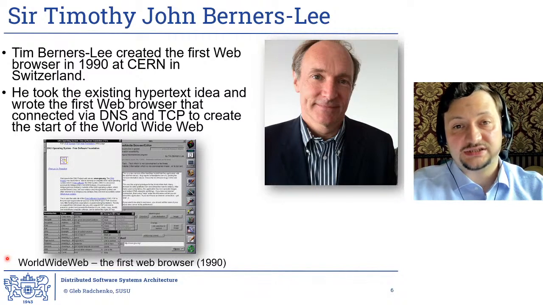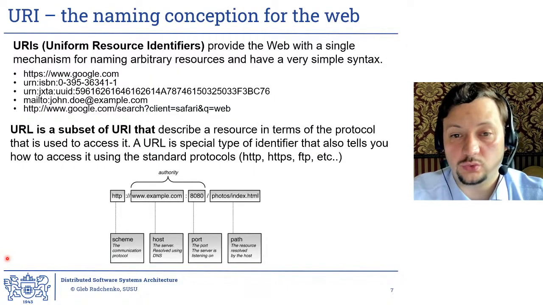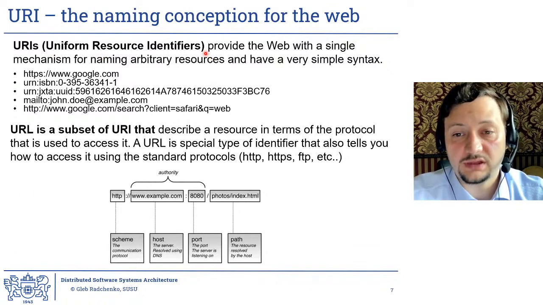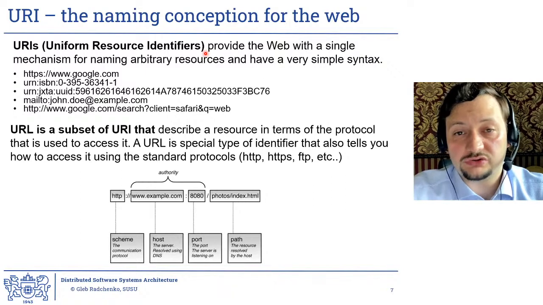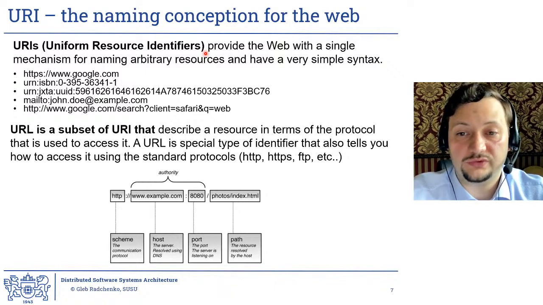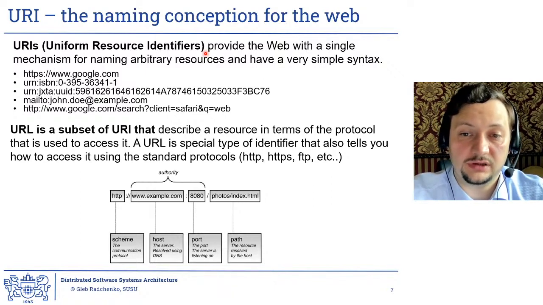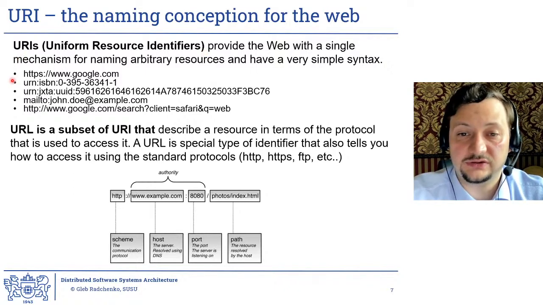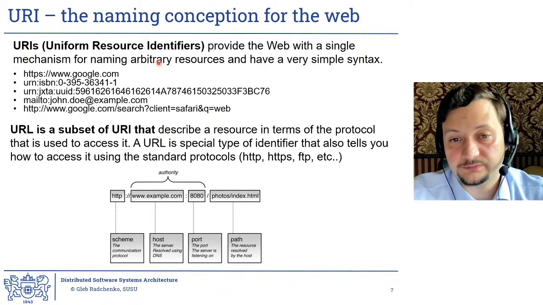To access the remote resources, we use URIs, or Uniform Resource Identifiers. The Uniform Resource Identifier provides the web with a single mechanism for naming resources, and it has very, very simple syntax. Here you can see examples of such Uniform Resource Identifiers.